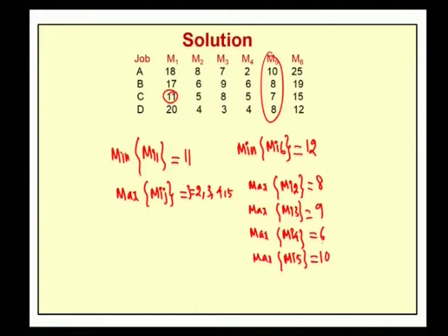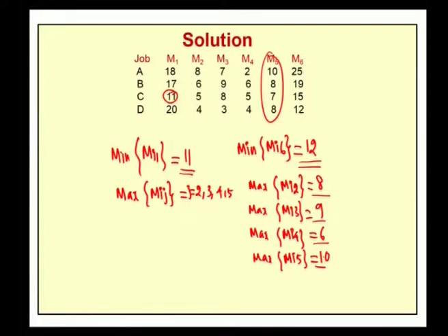So, for the given 6 machine problem, the minimum processing time of machine 1 is 11, and the minimum processing time of the last machine, machine 6, is 12. For the remaining machines, we find the maximum processing time. The maximum processing time of machine 2 is 8, of machine 3 is 9, of machine 4 is 6, and of machine 5 is 10.